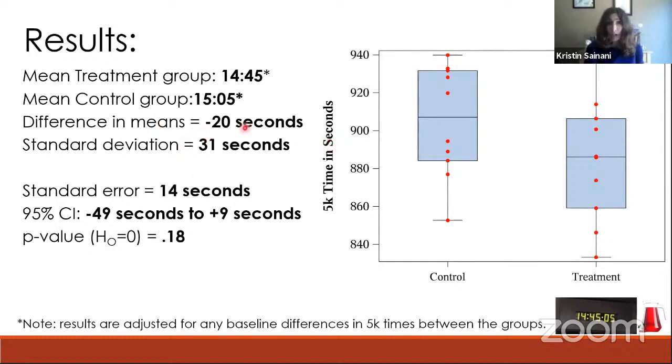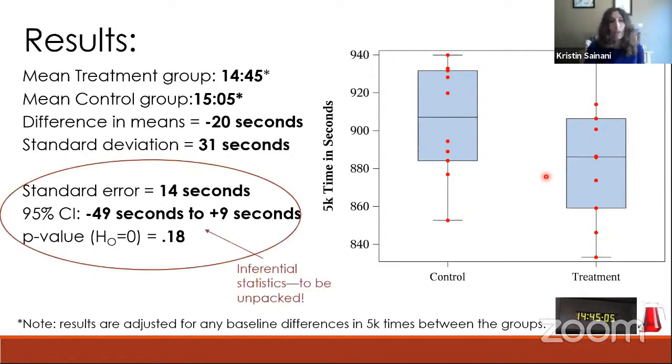The standard deviation in running times within the groups here is 31 seconds. That means that on average, if you look at the treatment group, the men were roughly about 30 seconds away from the mean of 14:45. These three numbers here, the standard error, the confidence interval, and the p-value, are inferential statistics. Those are the numbers that I'm going to try to unpack for you today.